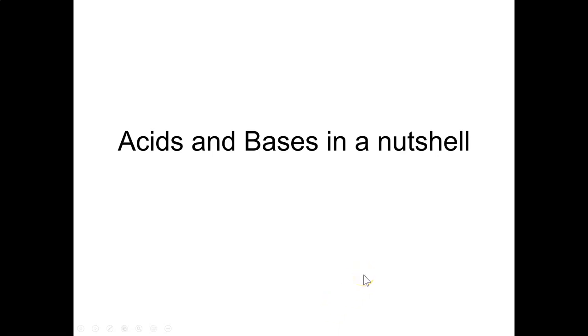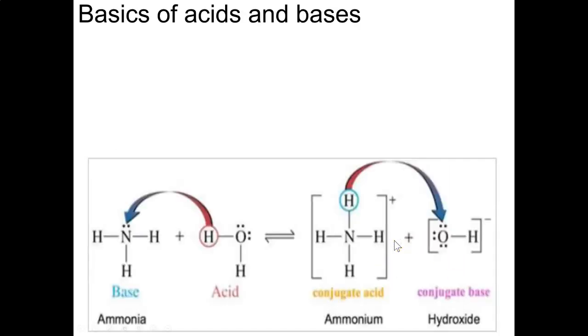Acids and bases in a nutshell. So let's go over the basics of acids and bases and some of the mathematical things you need to be aware of, as well as some of the concepts. So first thing we're going to do is talk about acid and base theory.